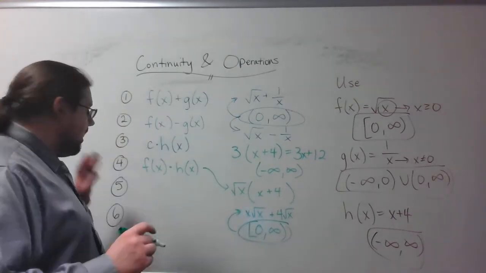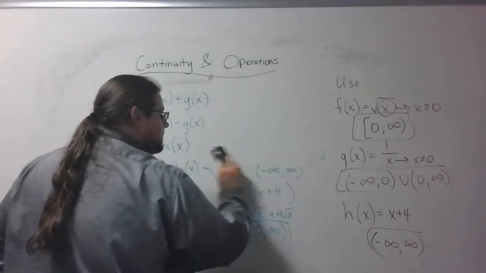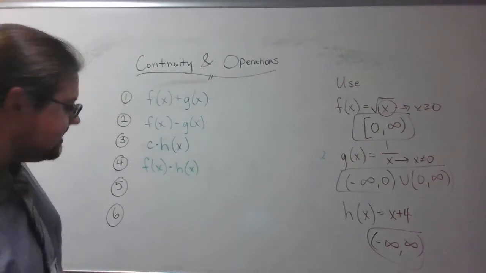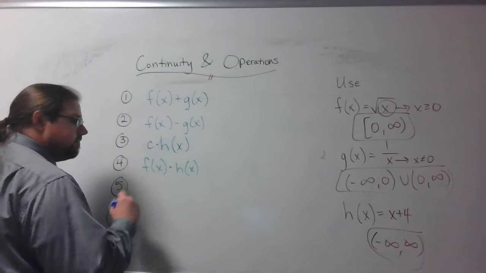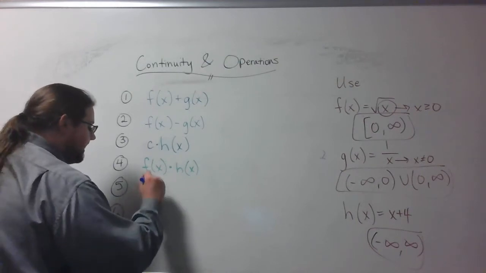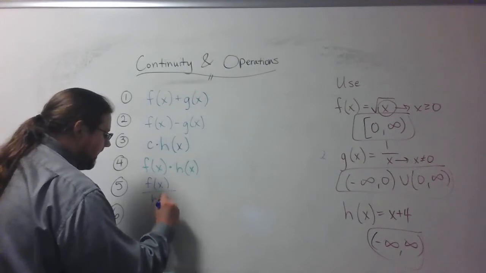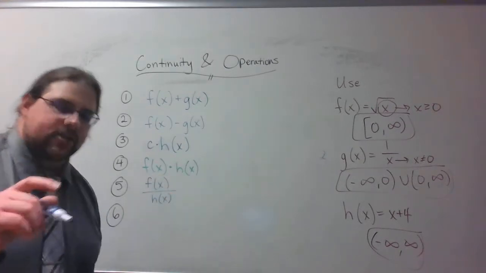So, I'm going to do 2 more, but I need to erase for a second. So, here I go. The next one I need to worry about is division, all right? So, what happens if I take f of x divided by h of x? Now, that's going to be the tricky one. That one's going to be special, and here's why.